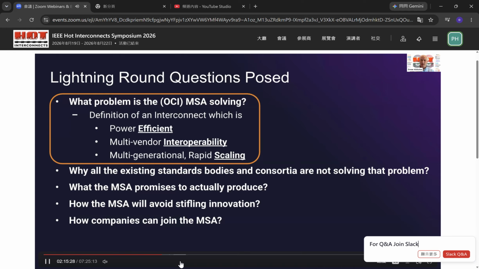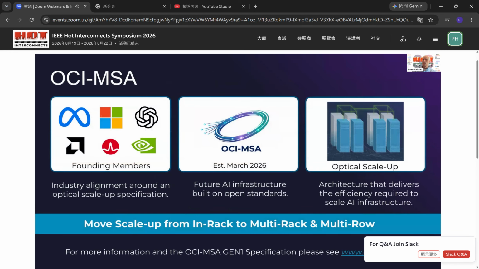Multi-vendor interoperability is really key for large deployments, and I think it's something that gets missed an awful lot. We'll touch on that. And then multi-generational: the rapid scaling that's happening in the AI world for scale up and GPU clusters generally requires a faster level of cadence around these standards than we've seen from traditional bodies. That's a primary reason why we moved forward. And then we'll address this existing MSA promise, et cetera, in the next slides.